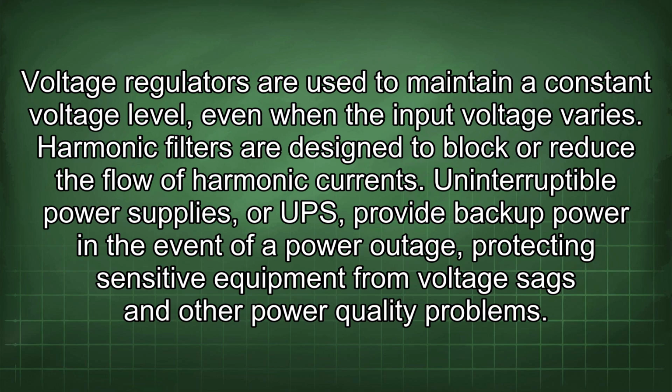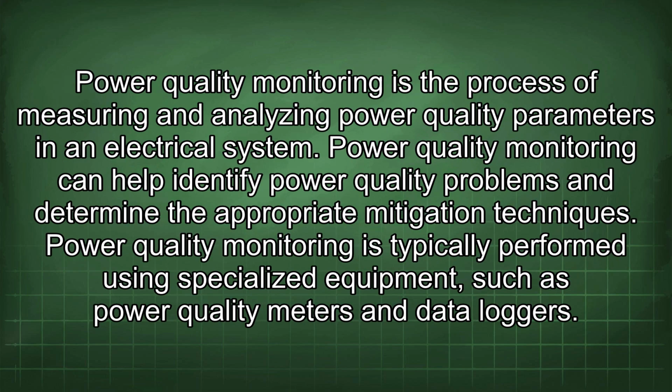Voltage regulators are used to maintain a constant voltage level, even when the input voltage varies. Harmonic filters are designed to block or reduce the flow of harmonic currents. Uninterruptible power supplies, or UPS, provide backup power in the event of a power outage, protecting sensitive equipment from voltage sags and other power quality problems. Power quality monitoring is the process of measuring and analyzing power quality parameters in an electrical system. It can help identify power quality problems and determine the appropriate mitigation techniques.